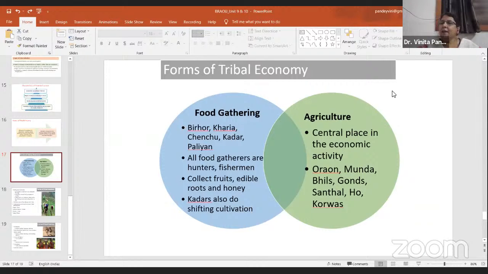You may wonder why I am talking about this at this point of time. Now, again, see, food gathering is also a very prominent form of tribal economy, which especially these tribes, Kharia, Birhor, Chenchu, Kadar, Palyan, are more involved in. And they collect all kinds of edible products, medicinal herbs.